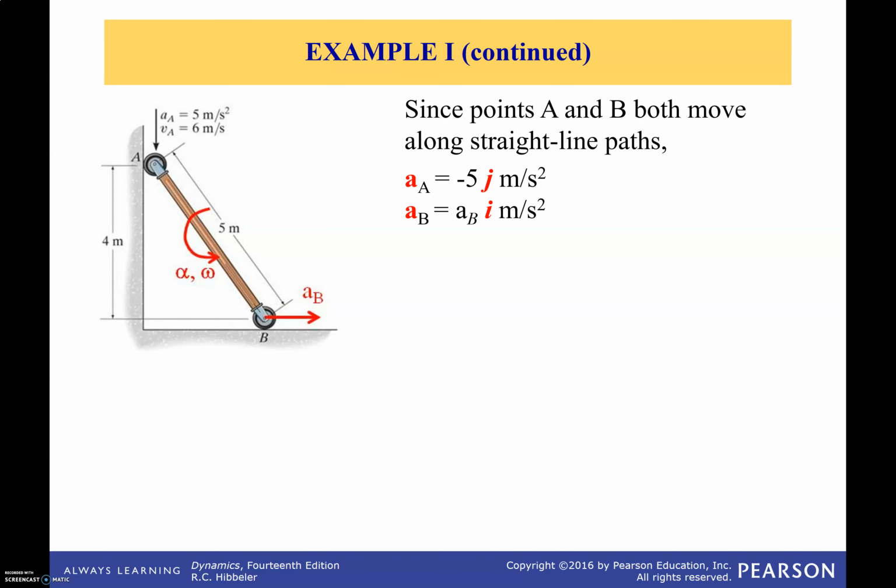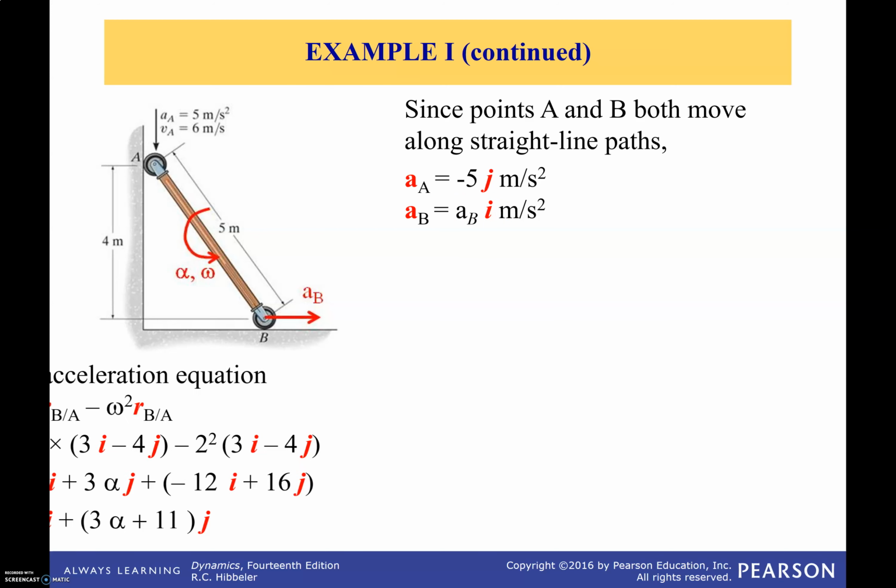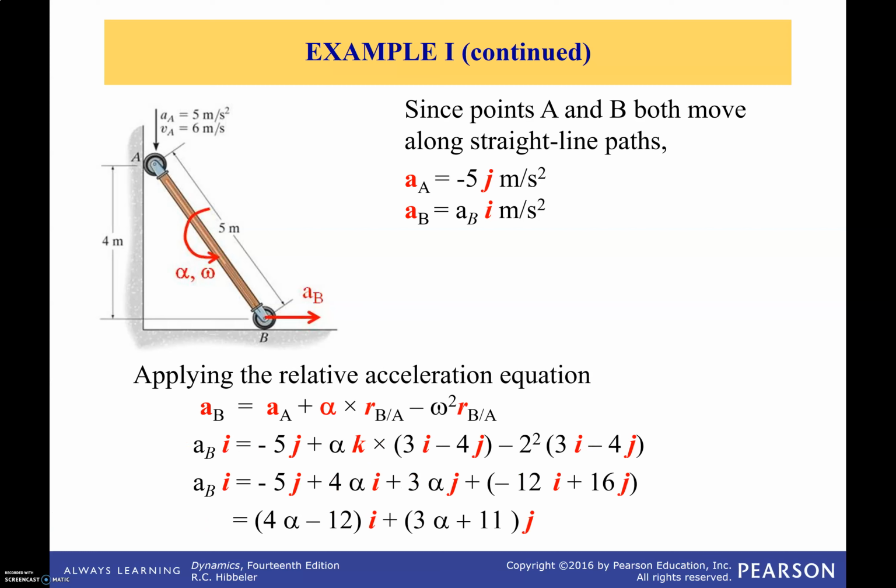So let's write the accelerations. The acceleration of A is -5 in the j direction. The acceleration of B is an unknown, what we want to find, and it's aB in the x direction. Now we can write our general equation. The acceleration of B is equal to the acceleration of A plus the rotational part. The rotational part is the tangential acceleration, which is alpha cross rBA, minus omega squared rBA.